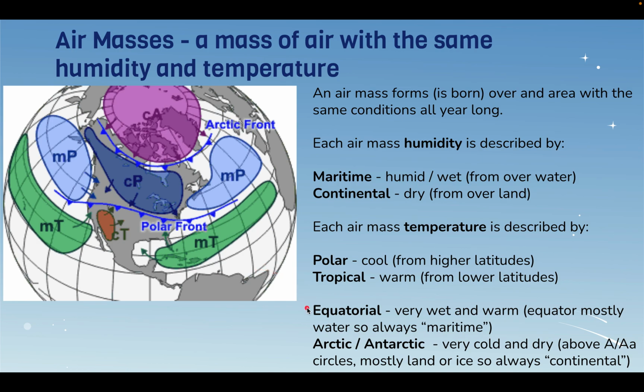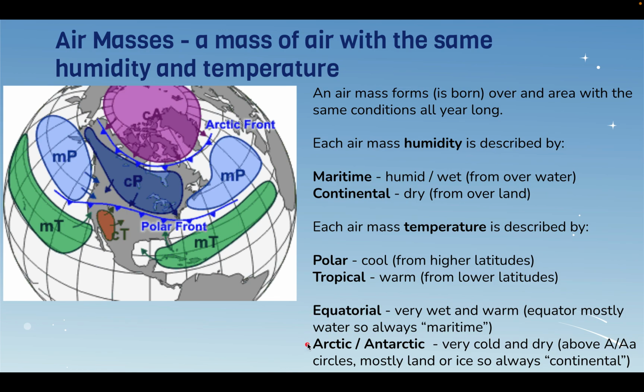Now, the other thing to know is we do describe some air masses, depending on where we are in the world, as equatorial or Arctic. Equatorial air masses are super warm, way warmer than tropical, and they're also really wet. Arctic air masses are similar to polar air masses, but these are way colder and way drier. Now, you don't really need to know equatorial and Arctic because we don't experience those in the United States, and we're just going to look at the 6 air masses in the United States. But just know that these are 2 other types of air masses that we can get.